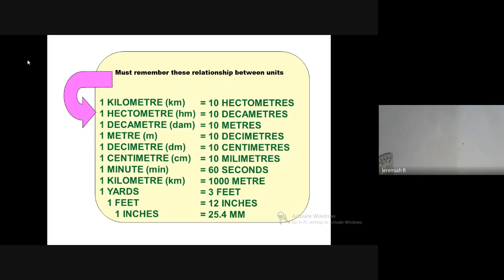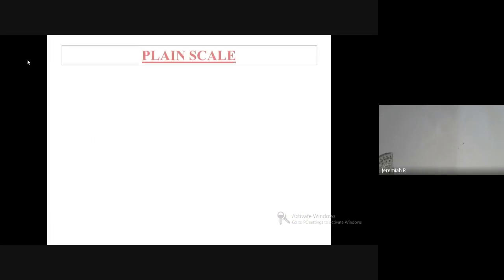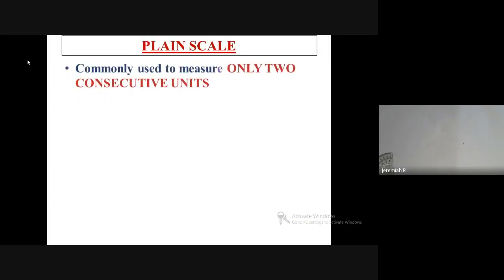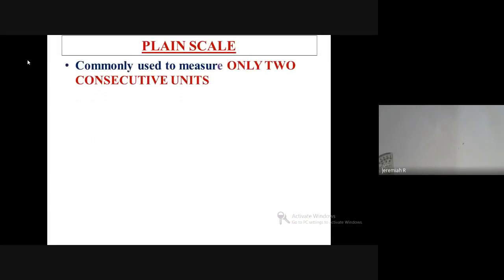If you just see the scale, one side you'll have mm and centimeter, and on the other side you'll have inches. So 1 inch is equal to 25.4 mm. You should remember this. In the next class, if you want to take some notes or copy a note, just note this. Without this, we cannot solve the problem. We'll just start with plane scale.